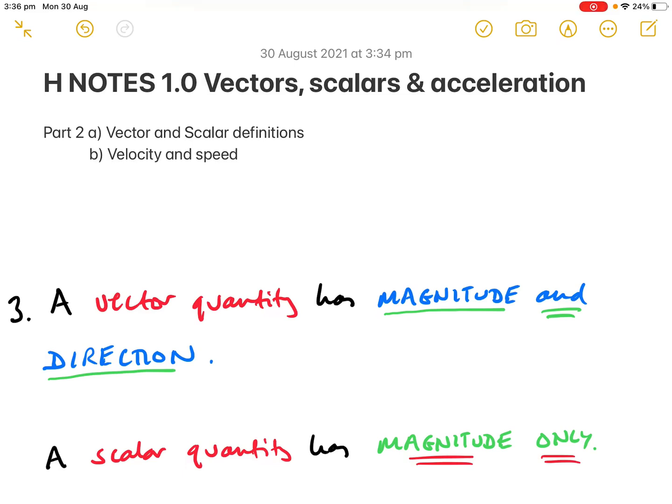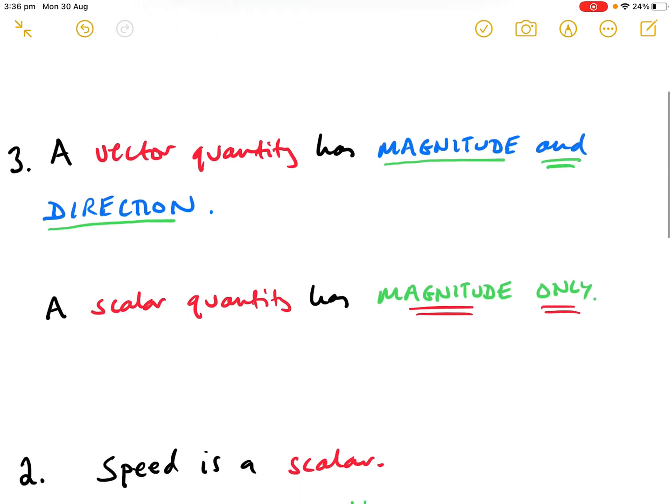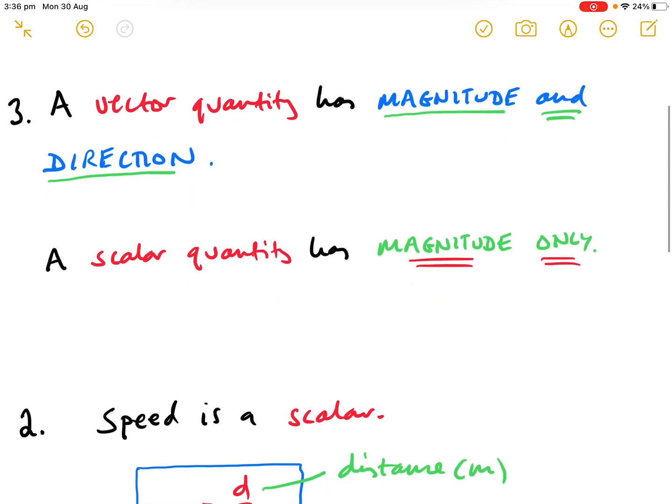Higher Notes 1.0, Vectors, Scalars and Acceleration. In this note, which is part 2 of this section, we're going to look at vector and scalar definitions and velocity and speed and how they differ. So we're actually going to look at learning outcome number 3 first, which is the definitions.